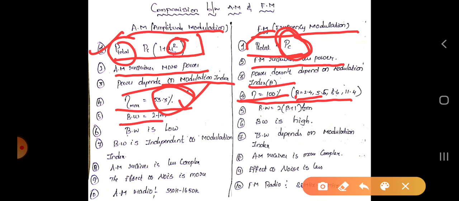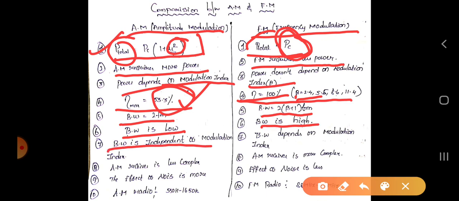If you see the bandwidth of the AM signal, we know that the bandwidth is nothing but 2 into the message signal frequency, double the message signal frequency. And in FM, the bandwidth is 2 into (beta plus 1) into fm. In AM, the bandwidth is low. In FM, the bandwidth is high.